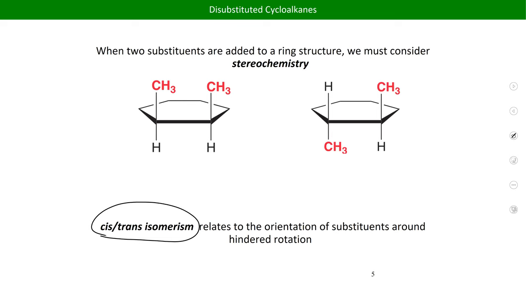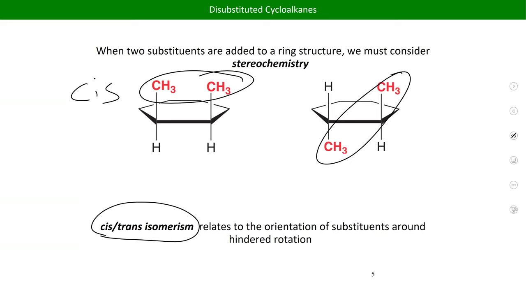And so, if you've got that rotation restricted, basically we're just going to add one extra prefix. Our nomenclature doesn't really change, other than the fact we're going to add a prefix that specifies they're on the same side or they're on opposite sides. And again, if they're on the same side, it's cis. And if they're on opposite sides, if you have to cross the ring, then that's going to be trans.